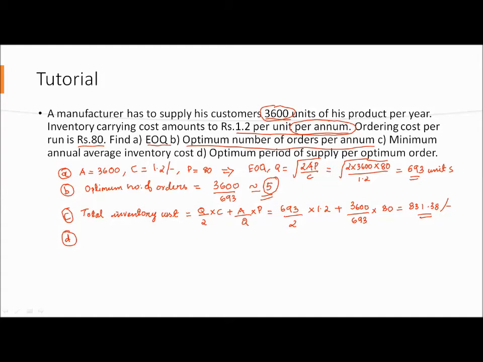So number of orders per year is how much? 5, right? So optimum period of supply per optimum order is actually how much? 1 divided by 5. That is when the order should happen. So it should happen something around 0.2 years. So if there are 12 months, you divide it by 5 and you will understand in which month the order should happen. So that is the optimum period of supply per optimum order. Hope the idea is clear.